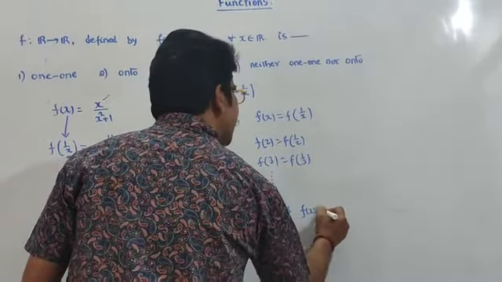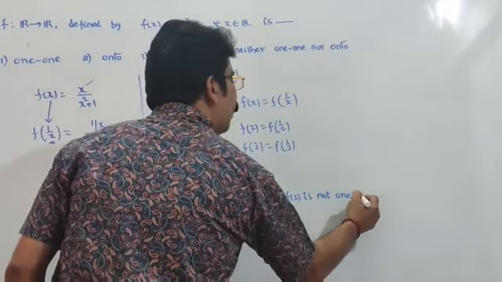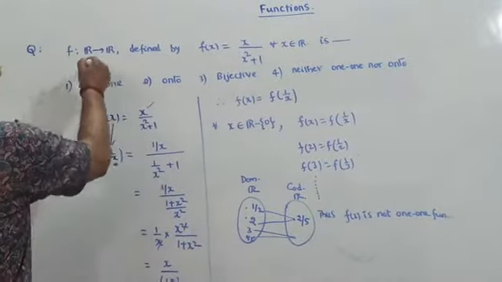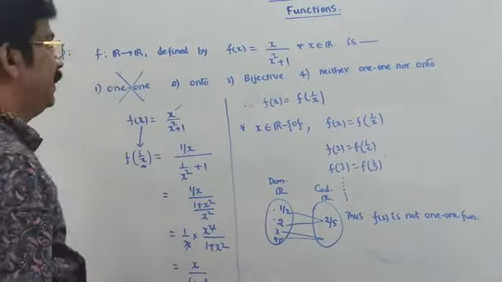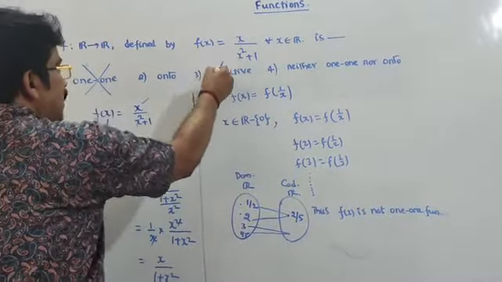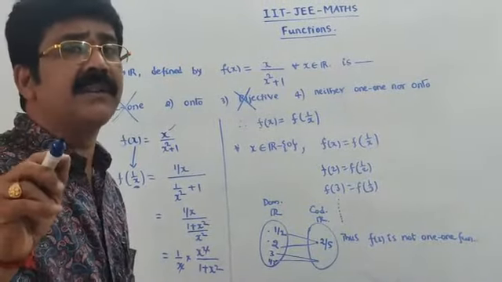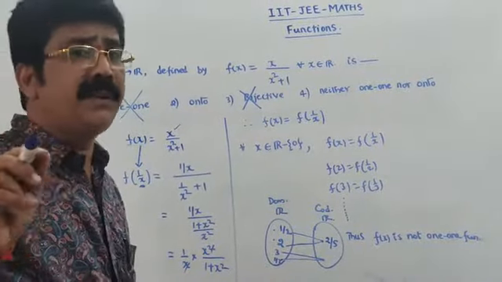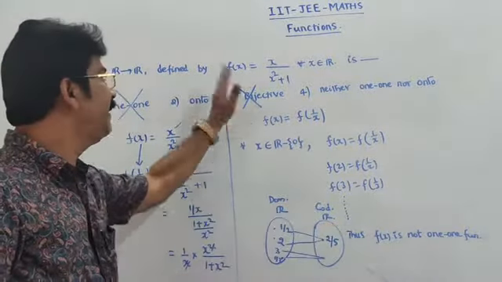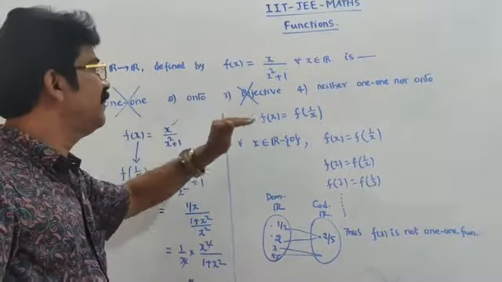f of x is not a 1-1 function. Definitely it is not the first option, maybe the fourth option. So definitely the third option is not correct, because if f is 1-1 and onto, then only it is said to be a bijective function. Therefore, when it is not onto, bluntly we can say that it is not bijective. Therefore, the first option and third option will be wrong.